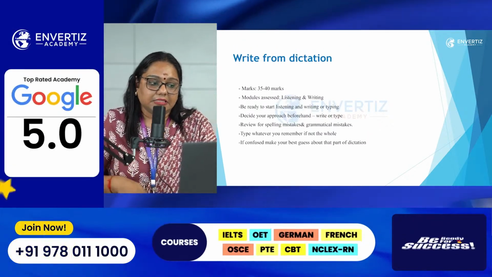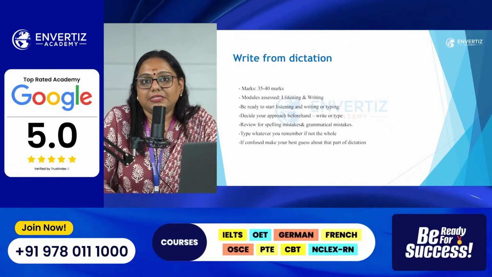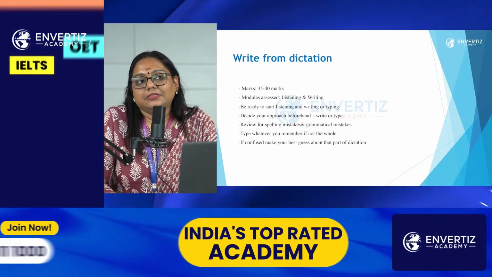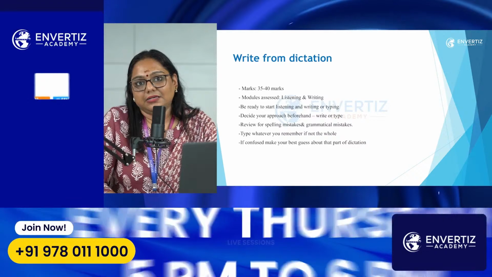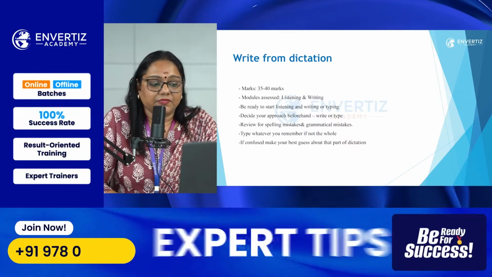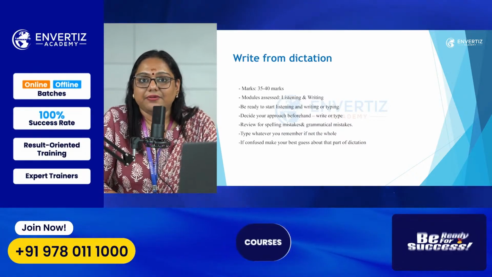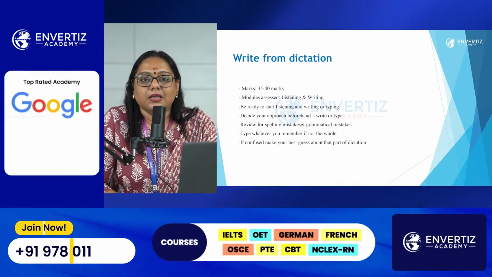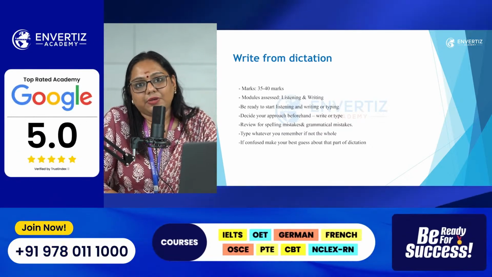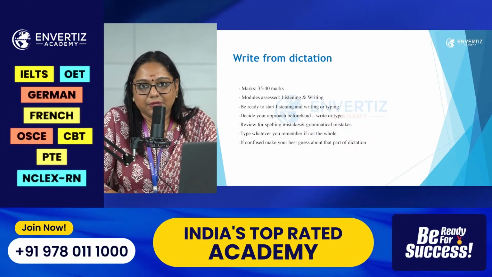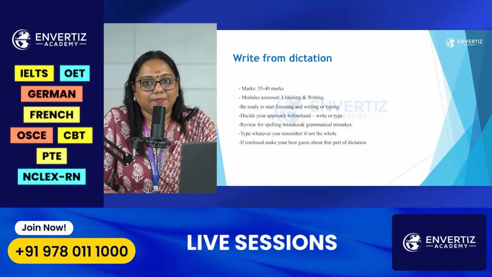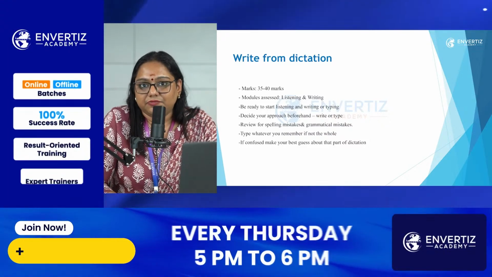Now, the last task that we have for the listening module is write from dictation. This can be said to be the most important task in the whole PTE test. You'll get 35 to 40 marks. Listening and writing modules will be assessed. You'll be hearing a sentence and you have to type it. For this also, either you can write it down and then type it, or you can type it directly. Whatever is easy for you.